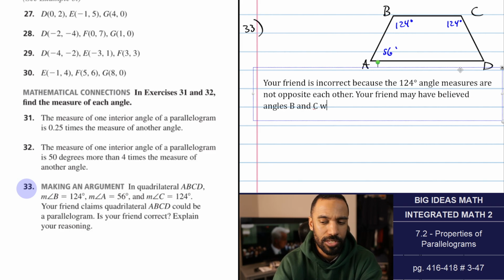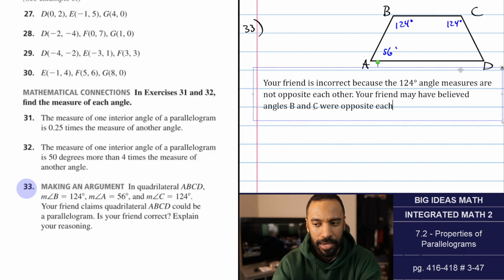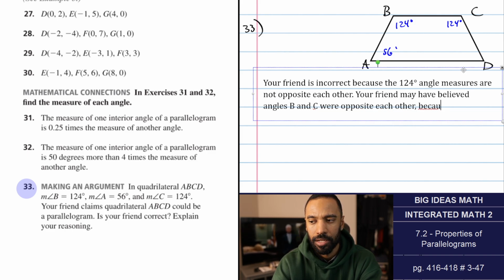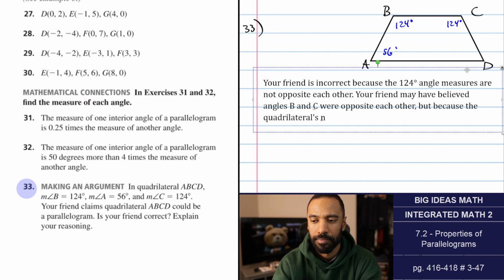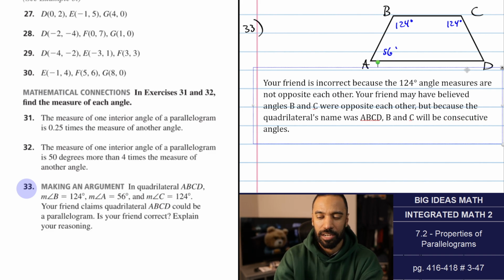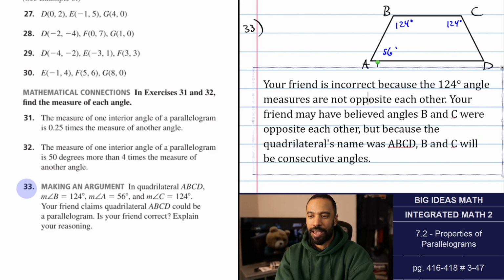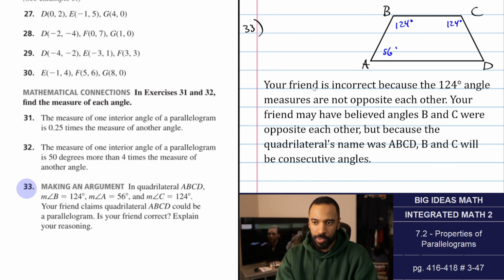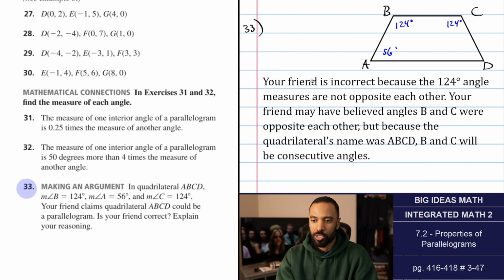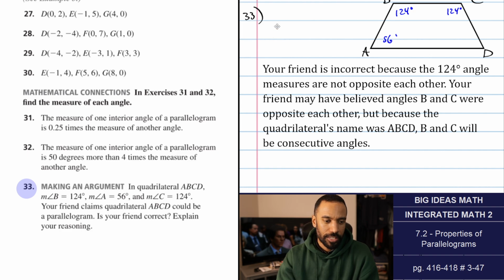But now the reason why your friend may have believed those angles were opposite each other. Angles B and C were opposite each other. But because the quadrilateral's name was ABCD, B and C will be consecutive angles. If they're right next to each other, they will be consecutive angles. You must draw it in that fashion. That keeps things unambiguous. We absolutely know what's supposed to go where. That's number 33.